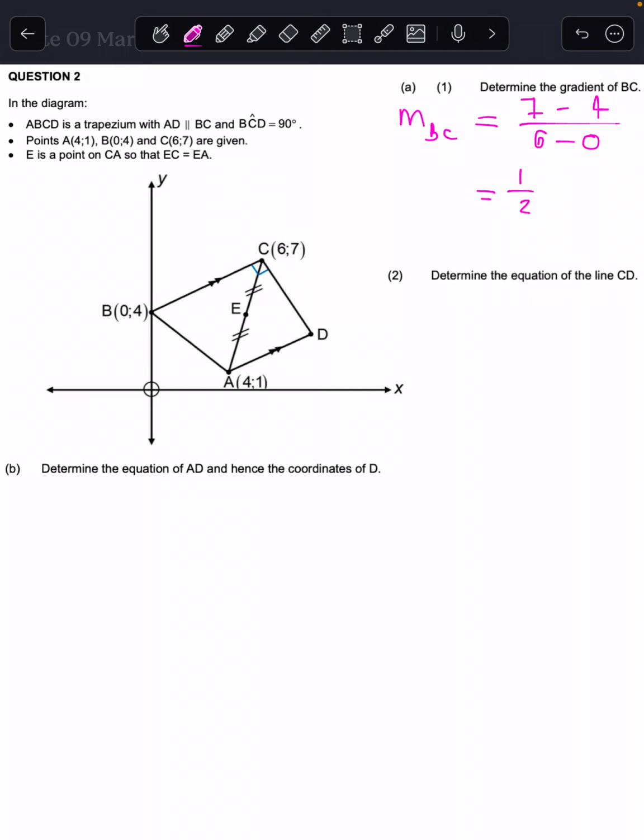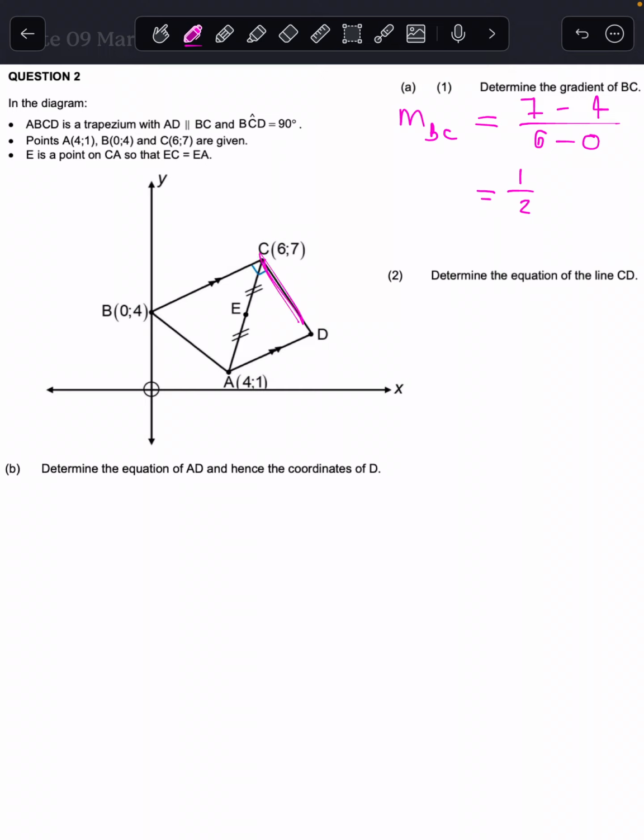And even if you started with the B coordinates and subtracted the C coordinates, you should still get an answer of a half. Also, our line looks like it has a positive gradient, so it helps when you then get a positive number. That's another sanity check you can do. Right, then you're asked to determine the equation of the line CD.